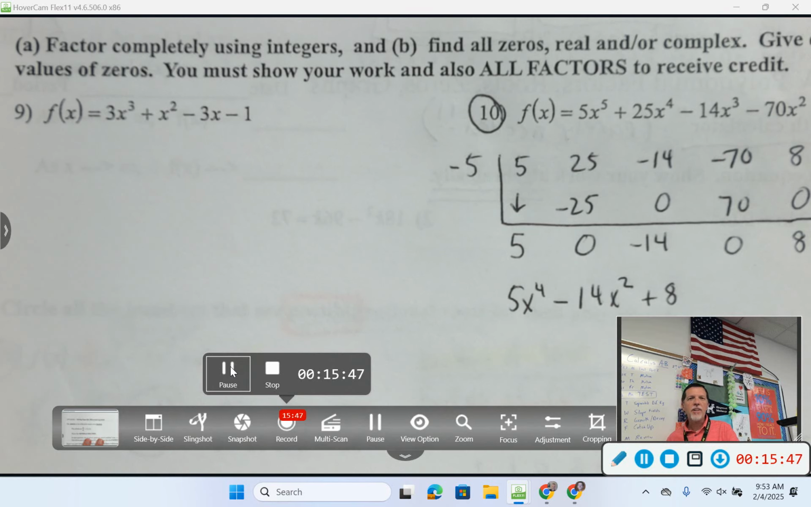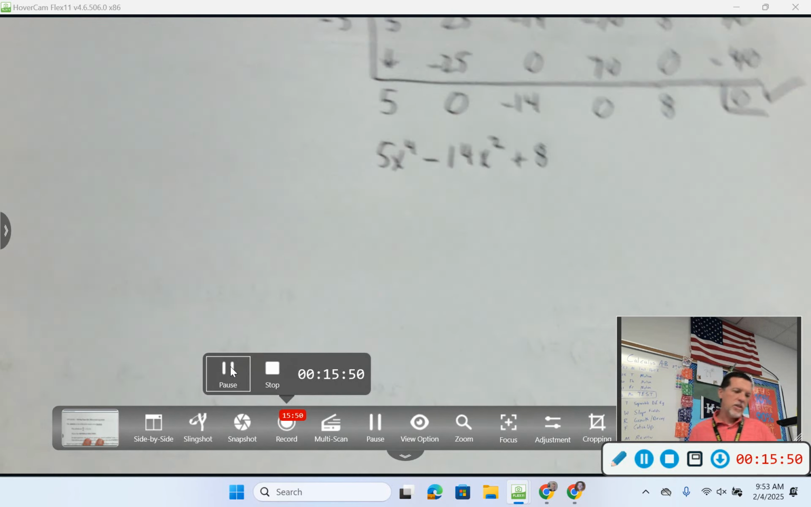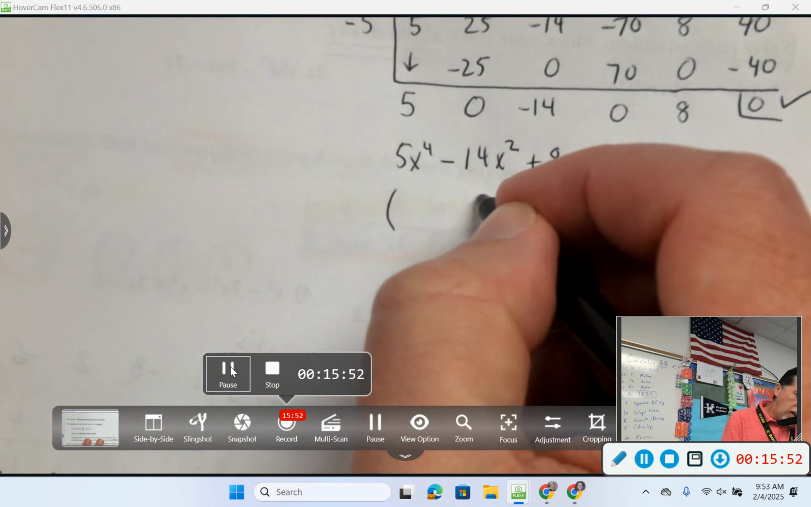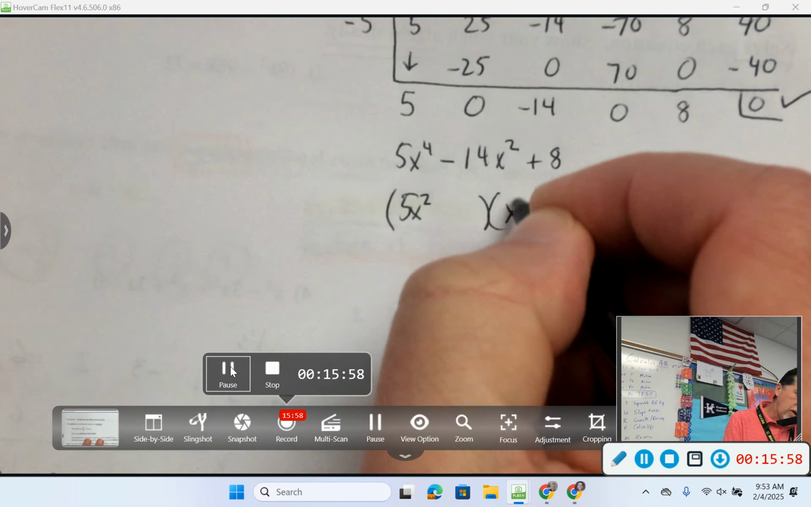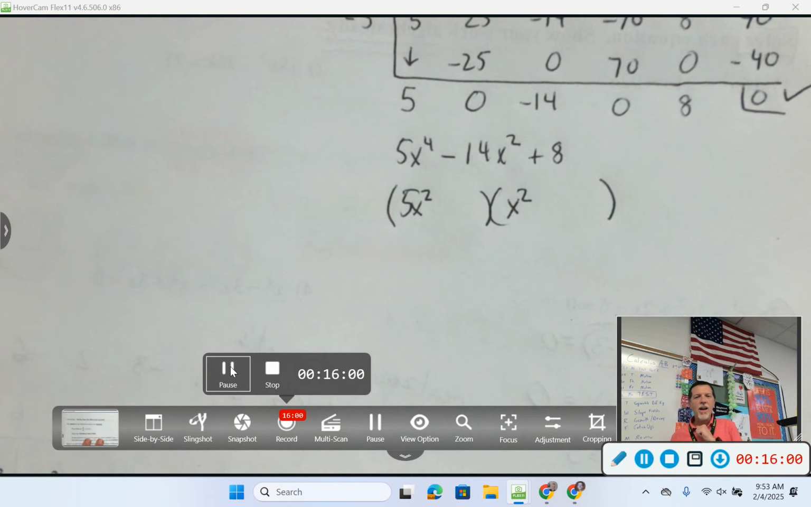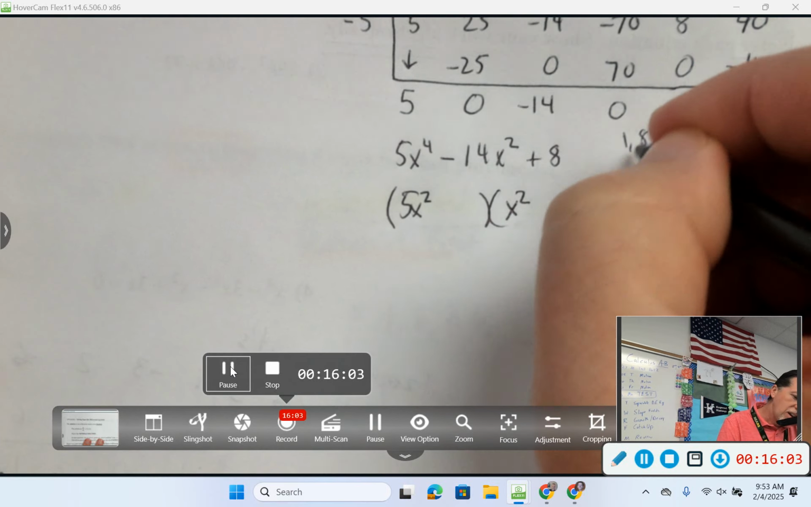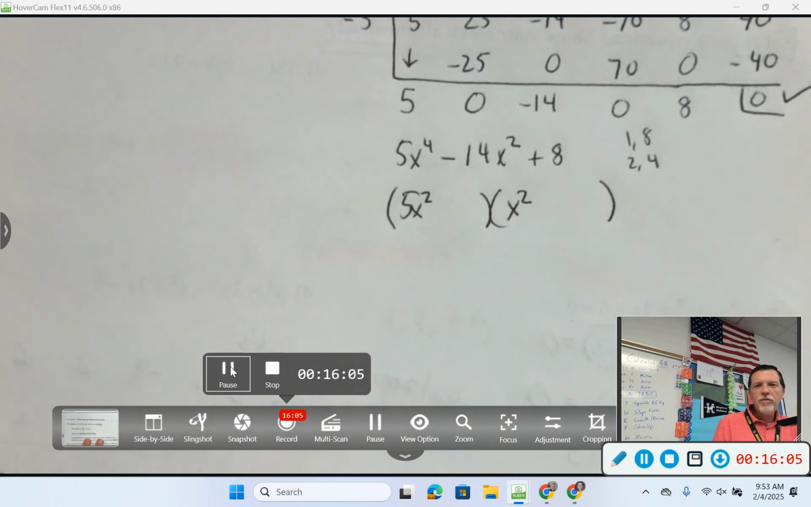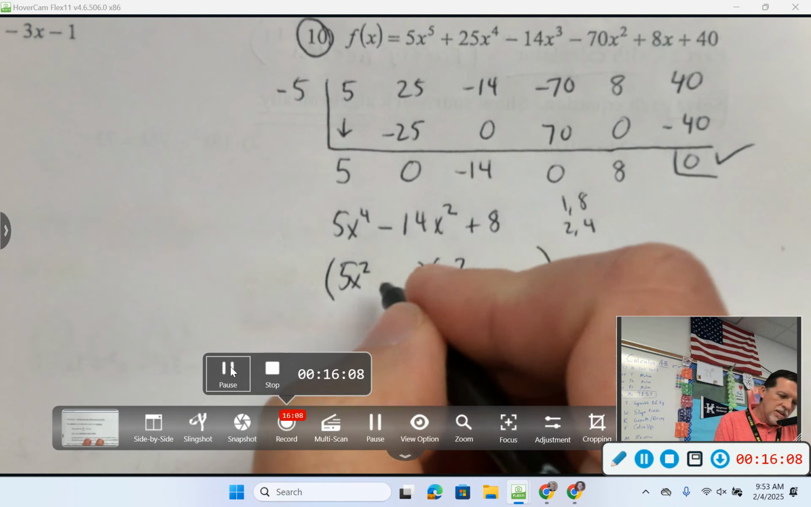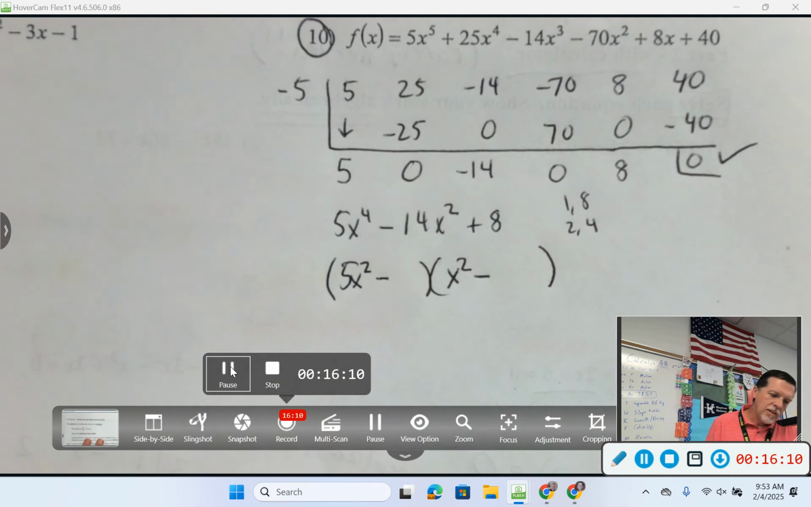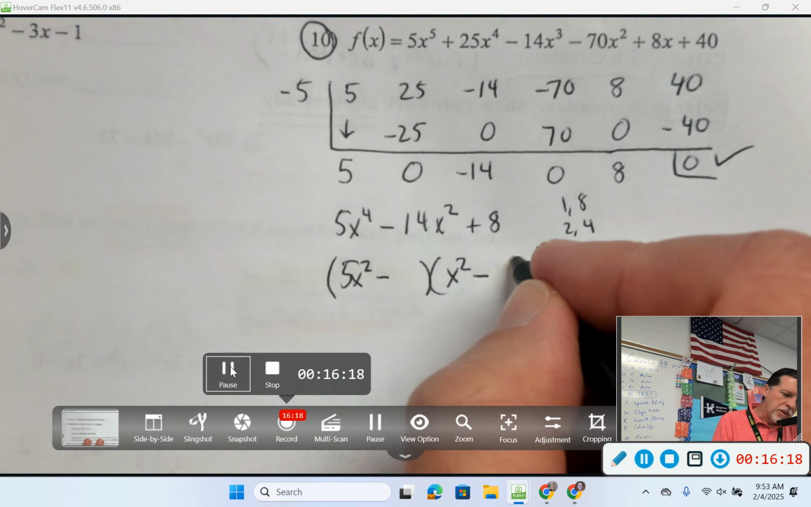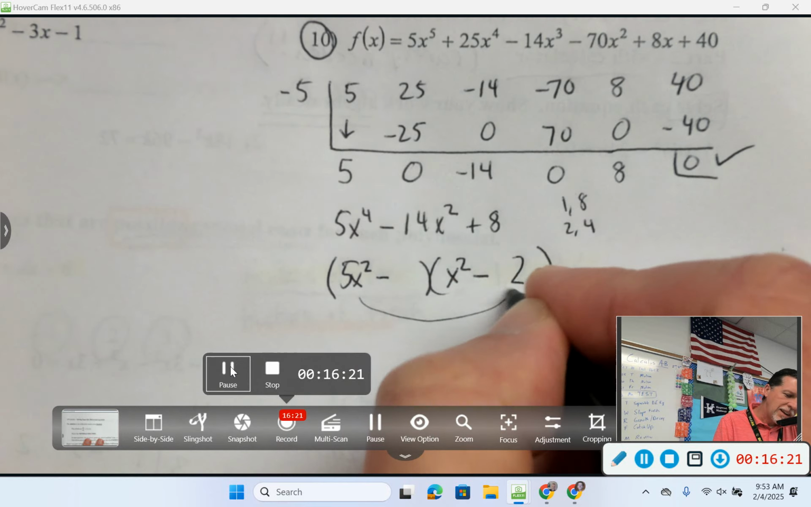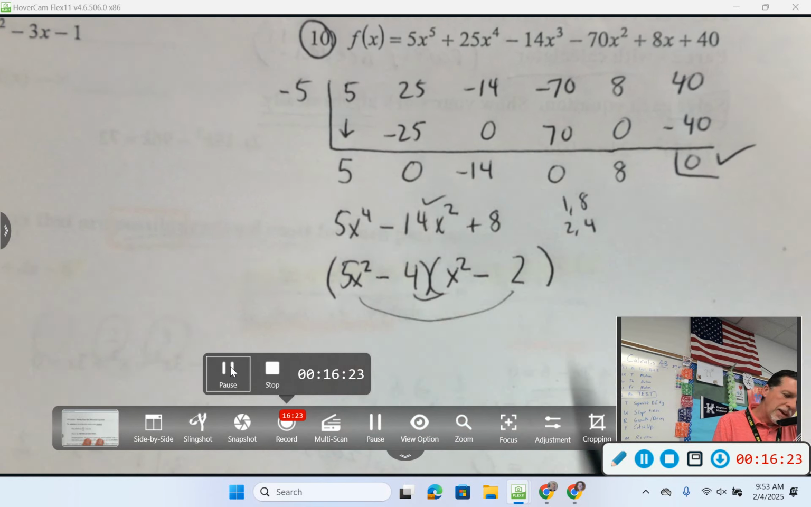Reading direction here. Factor completely and find all the zeros. So let's factor that. 5x squared and x squared. My only option for 5. 8, I've got choices. 1 and 8, 2 and 4. Let's see, everything would have to be negative. If I put the 2 across from the 5, that would make 10. 4 by itself, yep, I can get negative 14 out of that.